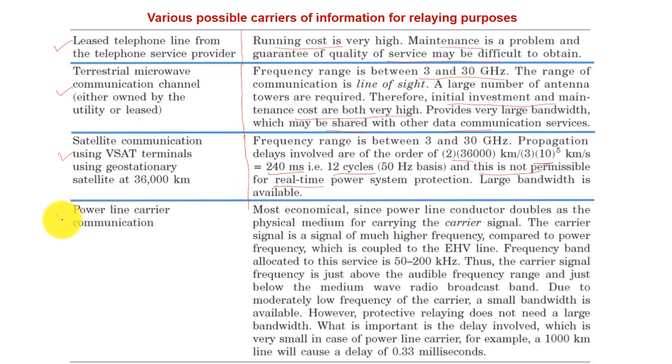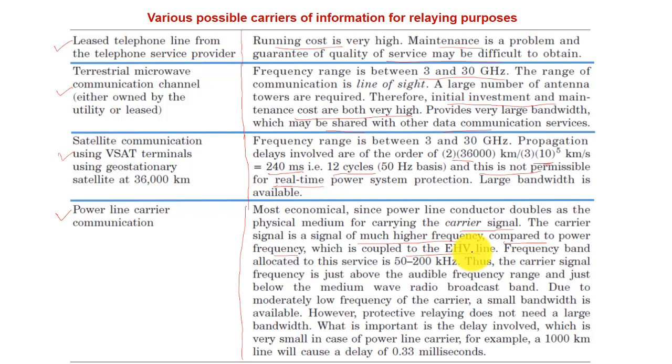So, the last option is power line carrier communication. It is the most economical since the power line conductors are used for this purpose, and it doubles the physical medium for carrying the carrier signal. The carrier signal is of much higher frequency compared to the power frequency, and it is coupled to the ESP lines.